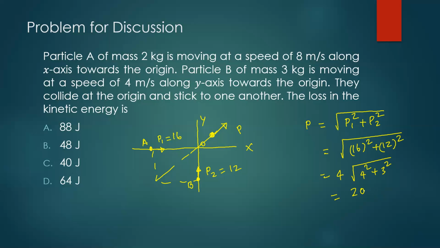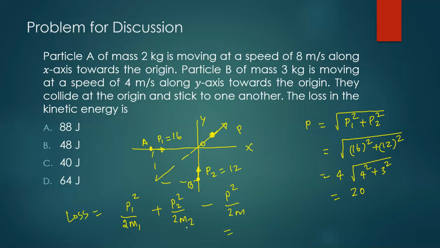Now, once I get this, I can find the loss in kinetic energy. Loss in kinetic energy is what? I'll get the initial kinetic energy. So initial kinetic energy is P1 square by 2m, or maybe you can write half mv square. So that is also okay. So P1 square by 2 times mass of particle 1, plus P2 square by 2m2. Final kinetic energy is P square by 2m. So this is the loss.